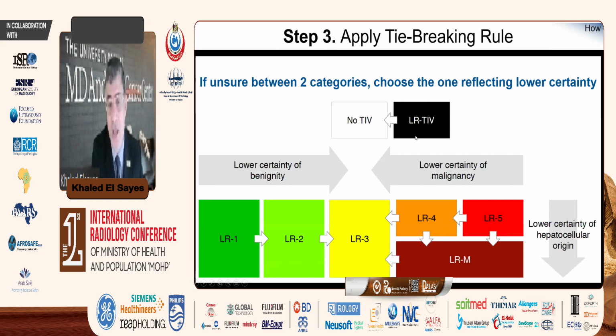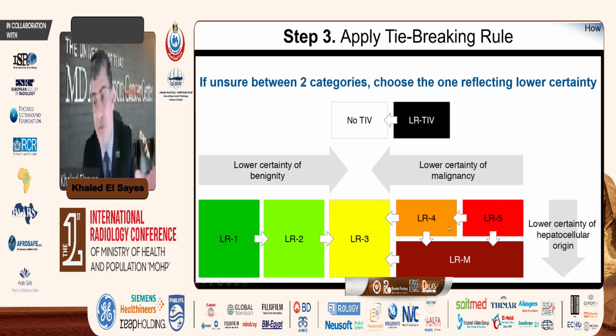You apply it to downgrade, as I said, but then the last step, apply the tie-breaking rule. The tie-breaking rule meaning that you go for the lower certainty. So if you're not certain that this is LR5 or LR4, you downgrade it to LR4, right? And if you're not certain that it is LR3 or LR2, then you upgrade it to LR3. That's the lower certainty. Lower certainty of benignity, you go like this. Lower certainty of malignancy, you downgrade it, right?